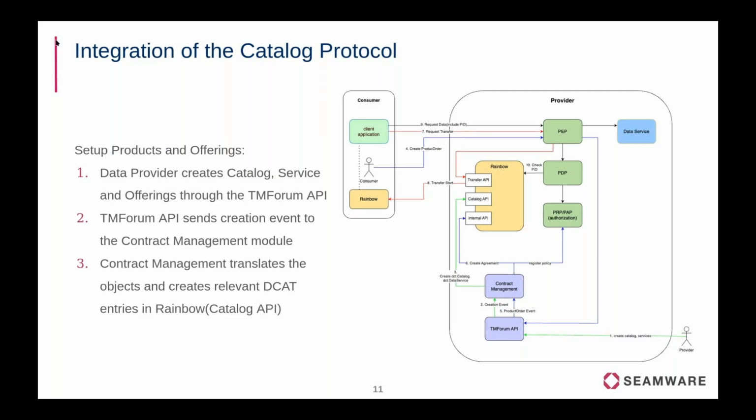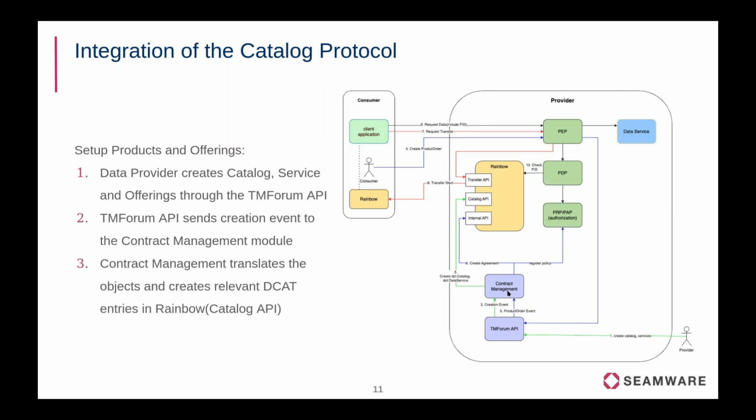When this catalog, service and offering is created, the TMForum API will send an event to the contract management. This most of the time will be the creation event, but we're also supporting update and delete events. So if the provider at a certain point decides to change the service or delete the offering, this will also be translated and updated inside the IDSA catalog API.